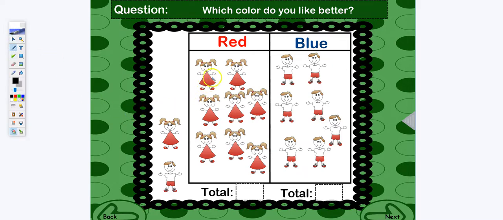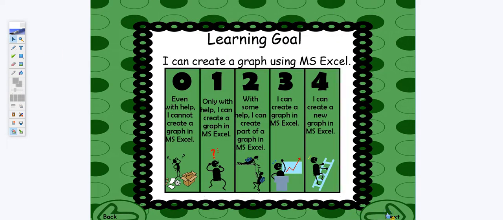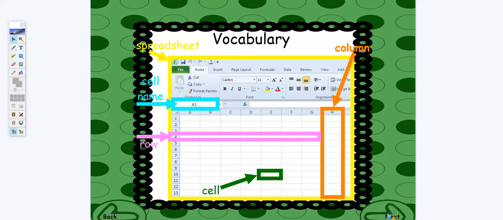Let's count the red. 1, 2, 3, 4, 5, 6, 7, 8. So how many teachers liked the red? 8. Good job. And blue. How many like the blue? 1, 2, 3, 4, 5, 6, 7. So how many teachers like blue? 7. Awesome. Okay, so I have collected the data, and we are going to aim for a 3 today. I can create a graph in MS Excel by myself using the tools that we discussed in class.